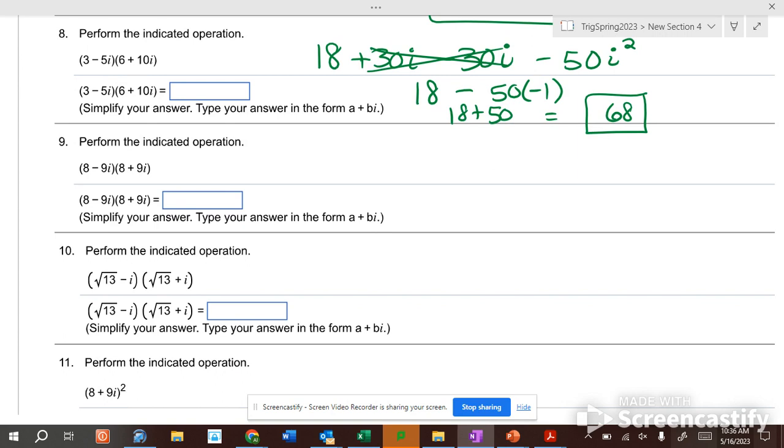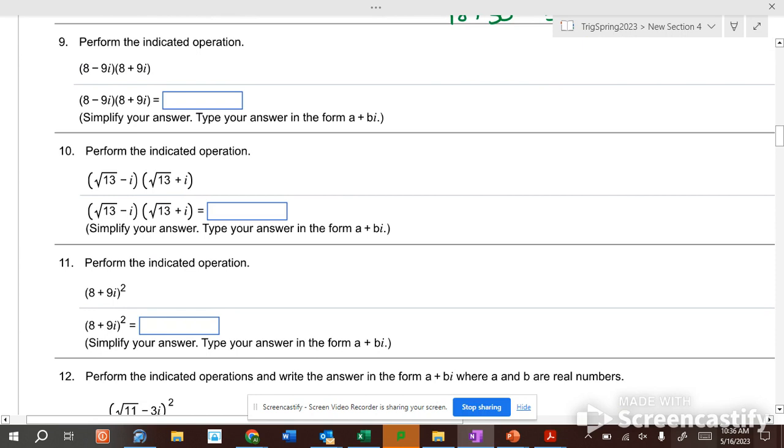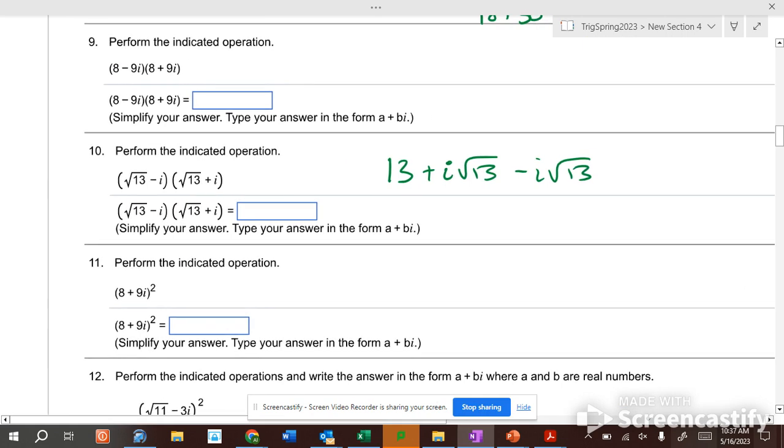I don't have to do 9, do I? Let's do 10, though, because it has radicals in it. And some of you are scared of radicals. Square root of 13 times square root of 13 is 13. Outers, i square root of 13. Inners, negative i square root of 13. Last times last, negative i squared. These two cancel again. So it's 13 minus, what's i squared? 13 minus the negative 1 is 14.